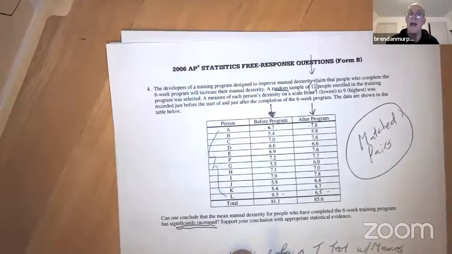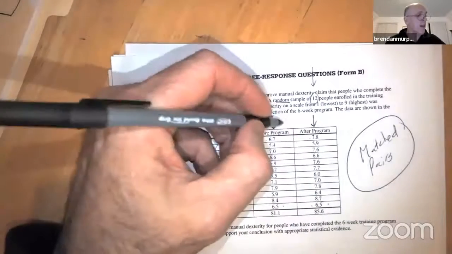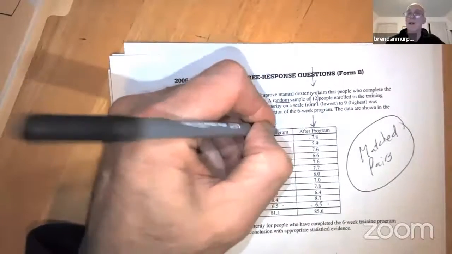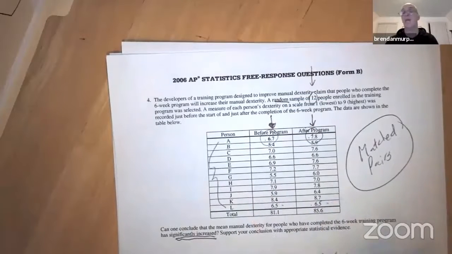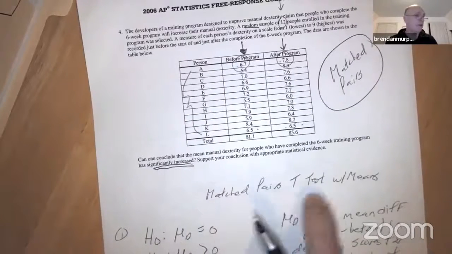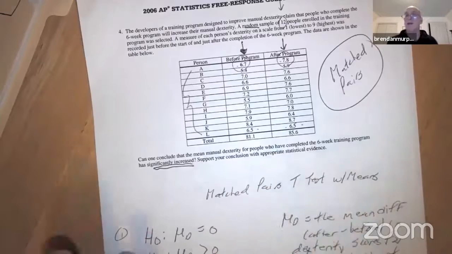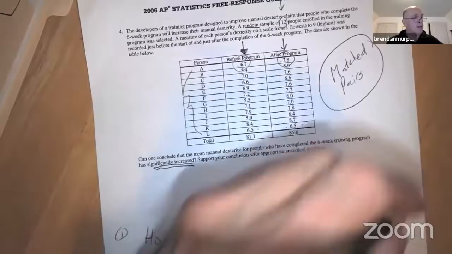I think I'm going to go with matched pairs here because it feels like the before and after aren't independent. If I scored well here, I'm probably going to score reasonably well here. So the before and after do not feel independent to me at all. It feels like I have some manual dexterity, and they measure me, and then I go through a training and they measure me again, and those feel like they're related. So I want to call this a matched pairs T-test with means. Lots of other ways to phrase that. That's just sort of my way of doing it.